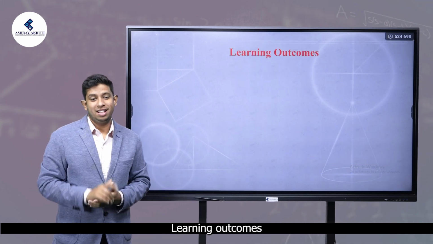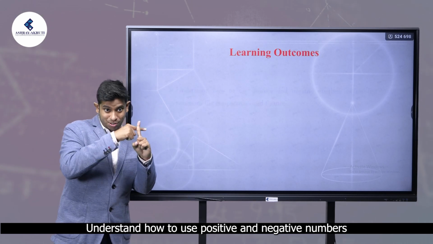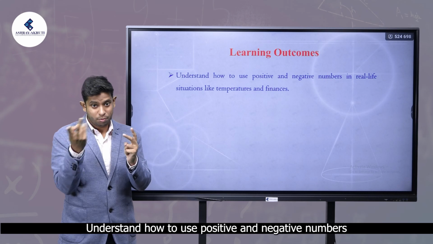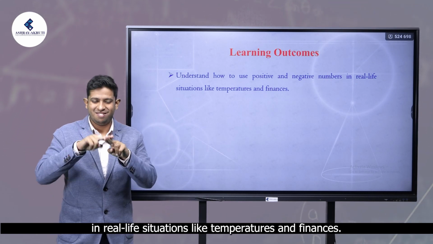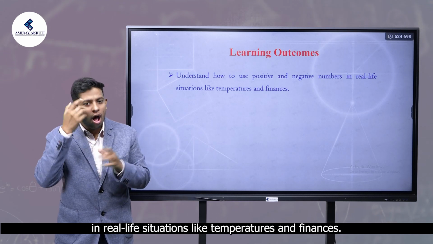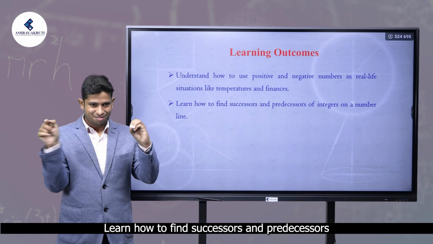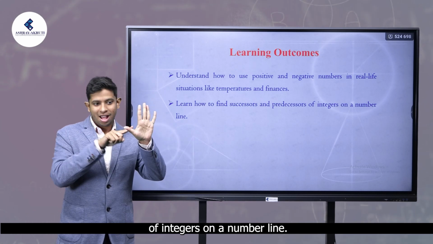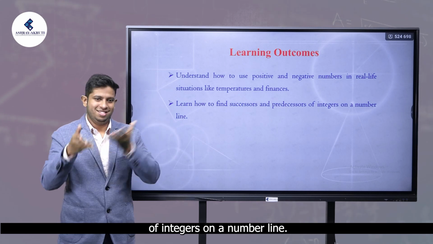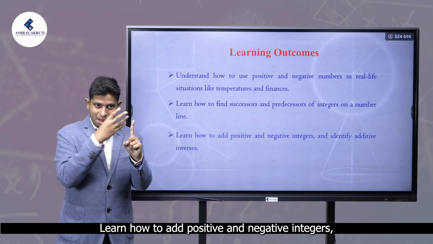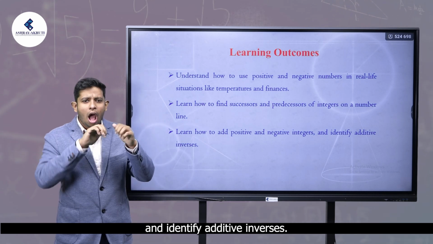Learning outcomes. After the completion of this lesson, you will be able to understand how to use positive and negative numbers in real-life situations like temperatures and finances. Learn how to find successors and predecessors of integers on a number line. Learn how to add positive and negative integers and identify additive inverses.